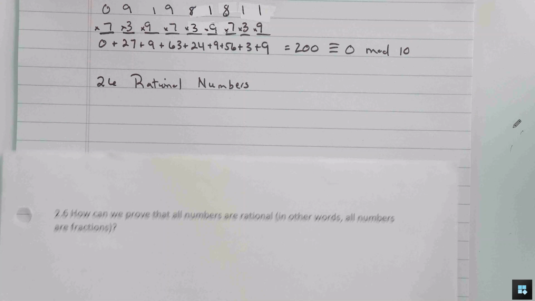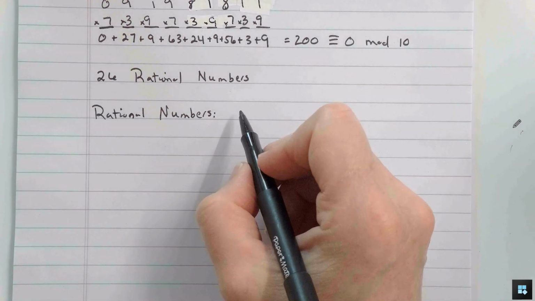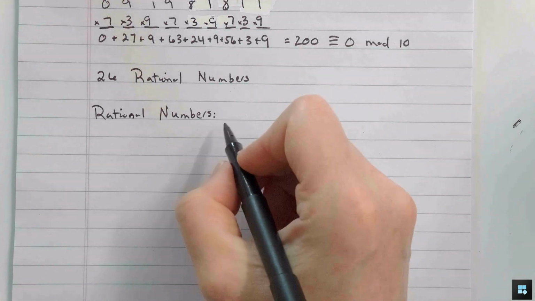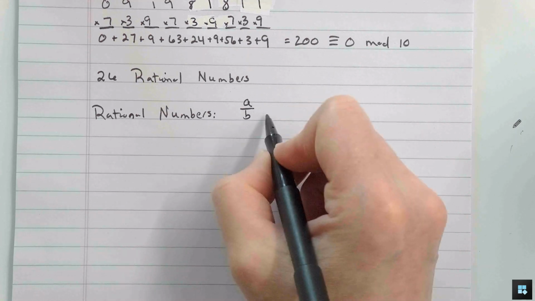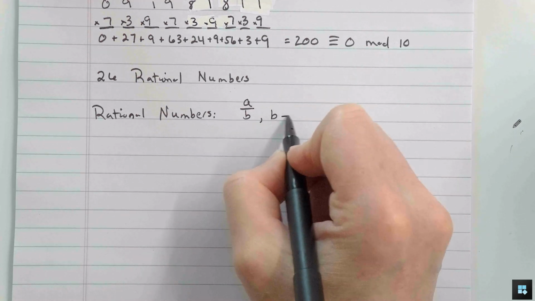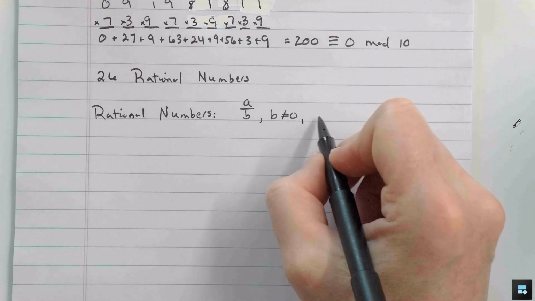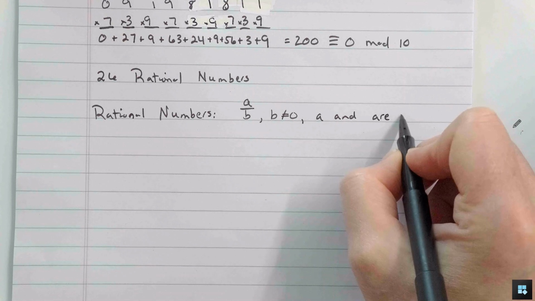Let me unfreeze this. Okay. So rational numbers can be written as fractions, but we have a little more formal definition. They can be written as a divided by b, where b is not 0, because division by 0 is undefined. And a and b are integers.